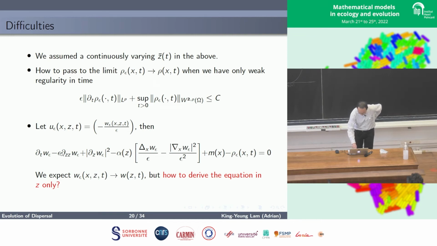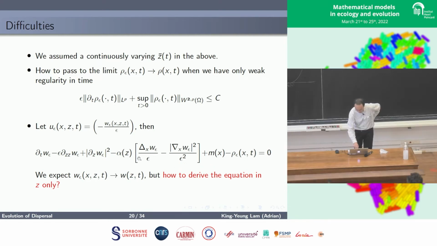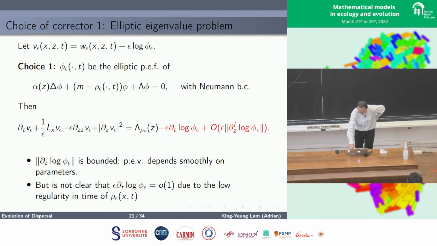And the second difficulty is, if you take the rate function, you get this equation. Now we expect the rate function to be asymptotically independent of X. The question is, we want to derive an equation that involves the Z variable only. So how do we derive this equation?